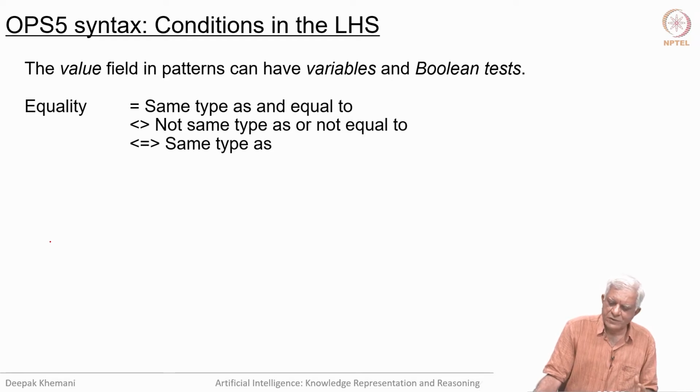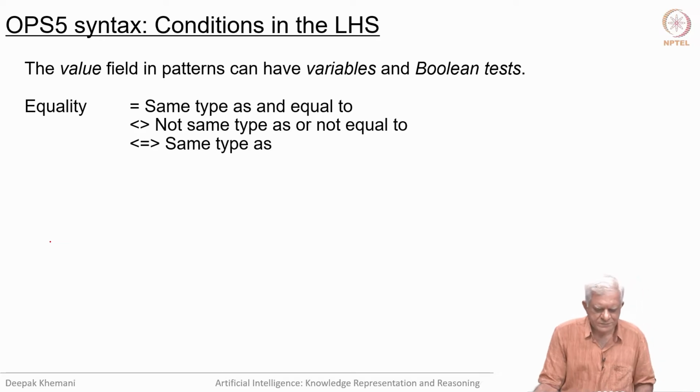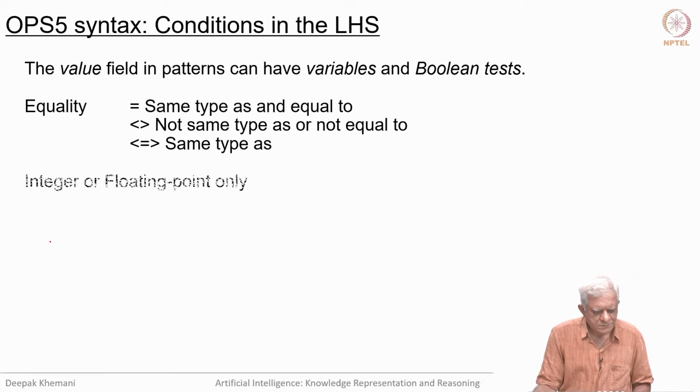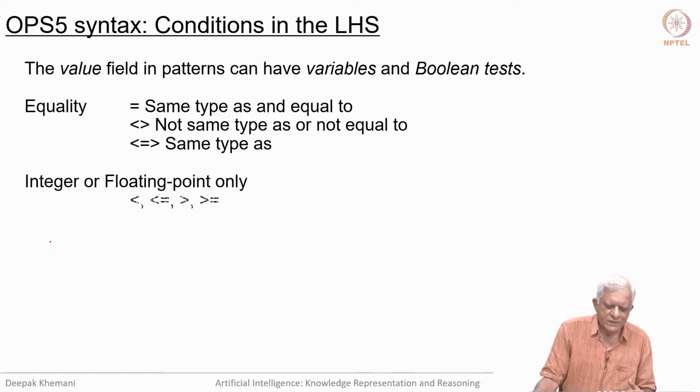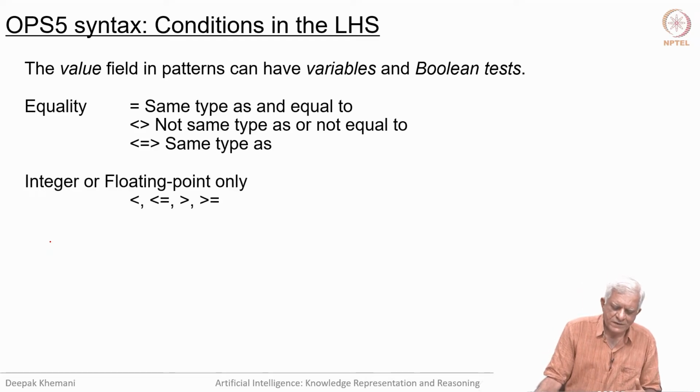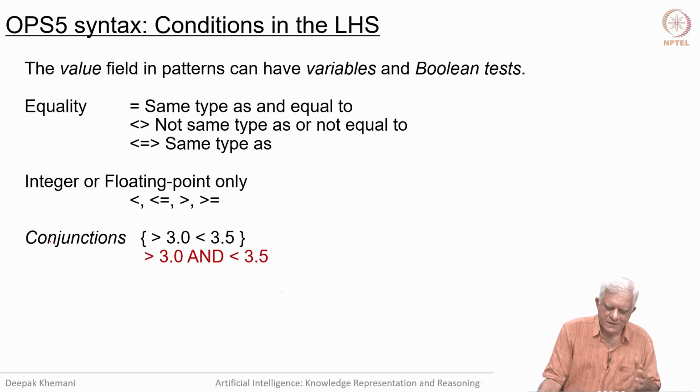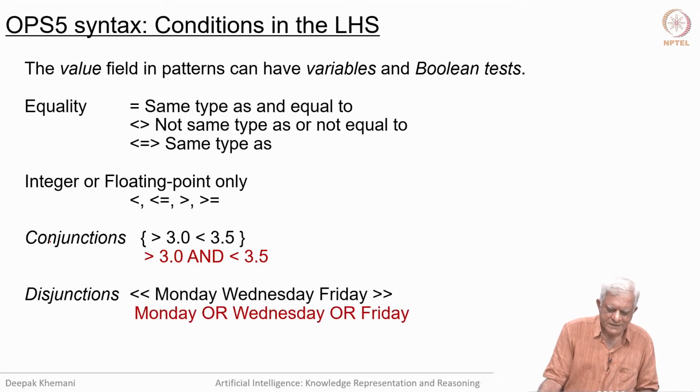So, what are the Boolean tests that we can do? We can test for equality, that it is the same type or they are equal essentially. We can say that they are not the same type or not equal, or we can even just say that they are the same type essentially. Then for integers or floating points only, we can do comparison because they are ordered sets. So, we can say that something is less than something or something is greater than something.